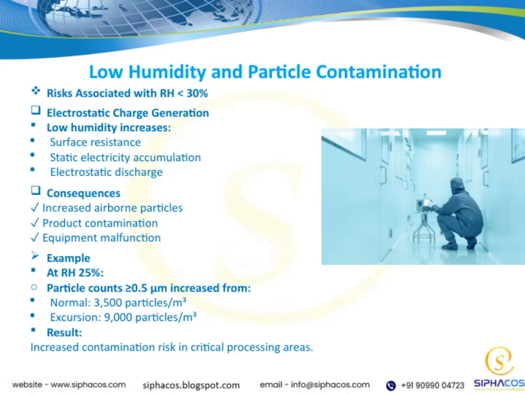When relative humidity drops below 30%, we start to see some serious risks. Low humidity boosts surface resistance, which means static electricity builds up more easily. That static charge can then discharge suddenly, causing all sorts of trouble. The consequences: more airborne particles, higher chances of product contamination, and even equipment malfunctions. For example, at just 25% humidity, particle counts jumped from 3,500 to 9,000 per cubic meter, nearly tripling the contamination risk in critical areas. This is a clear warning sign for maintaining proper humidity levels.